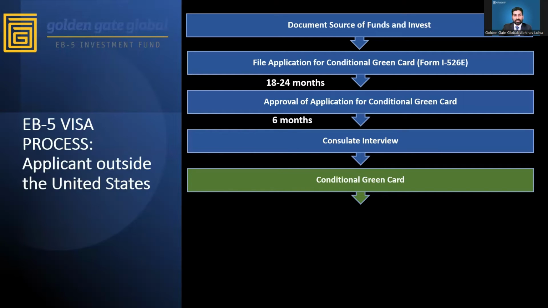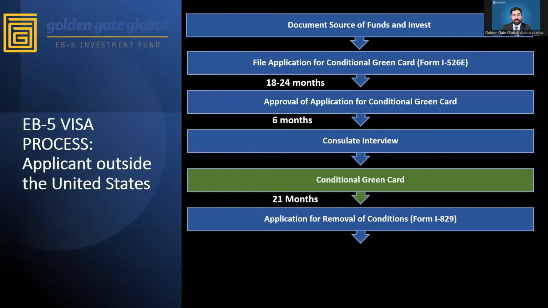Now, to make sure that your funds were invested in the project for which the business plan was submitted, and it resulted in creation of 10 American jobs, you are required to file for removal of conditions. So 21 months after you get your conditional green card, and before the expiration of 24 months, your attorney will file an application for a removal of conditions.